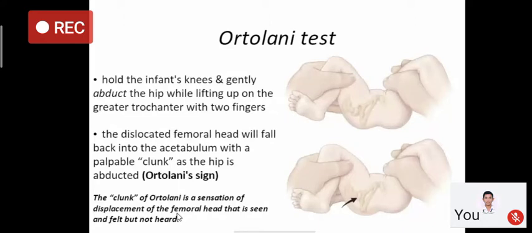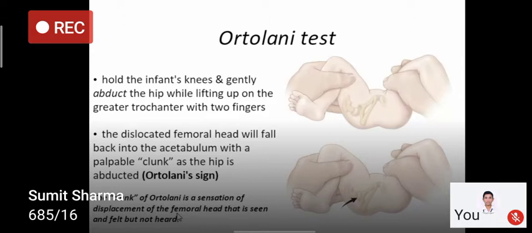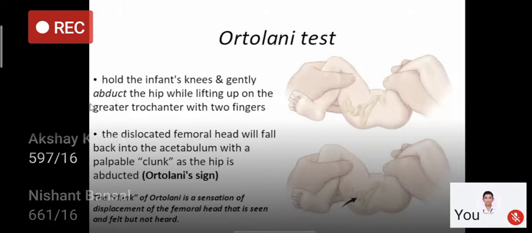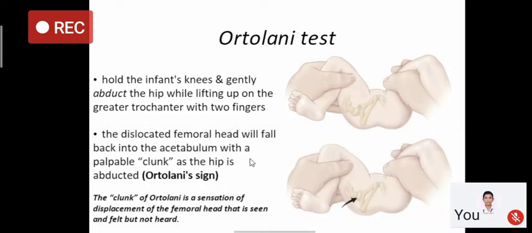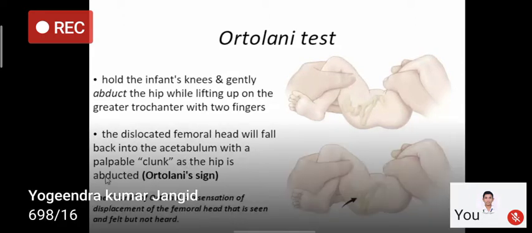And the Ortolani test: hold the infant's knees and gently abduct. In Barlow, you adduct. In Ortolani, you abduct while lifting up on the greater trochanter with two fingers. It is a maneuver for reduction. The dislocated femoral head will fall back into the acetabulum. You feel a clunk as the hip is abducted.